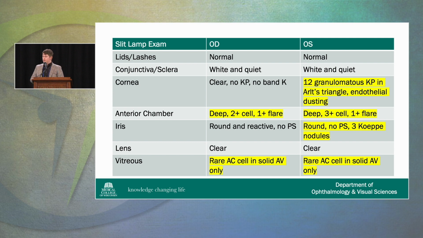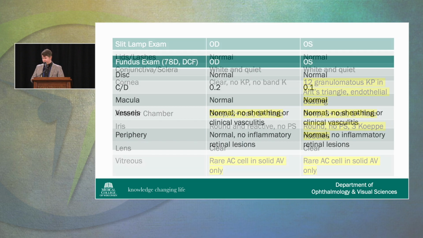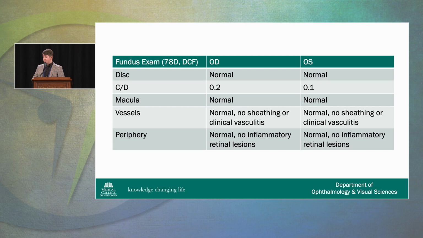Slit lamp exam shows still persistent but improving granulomatous KP that are in Arlt's triangle, so I'm not thinking viral because they're low. 2+ cell in the right eye, 3+ cell in the left eye. They don't have posterior synechiae, but they do have Koeppe nodules. There's rare AC cell in the solid vit of the right eye and the left eye. And then dilated exam, because we saw some cell, is normal.